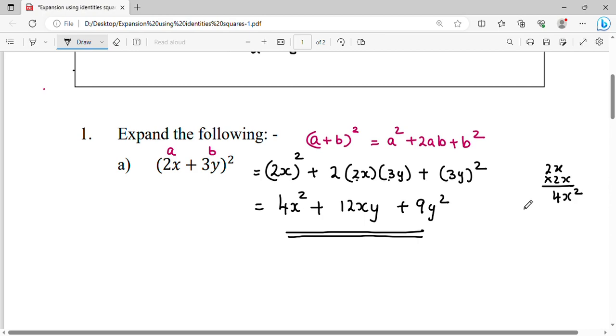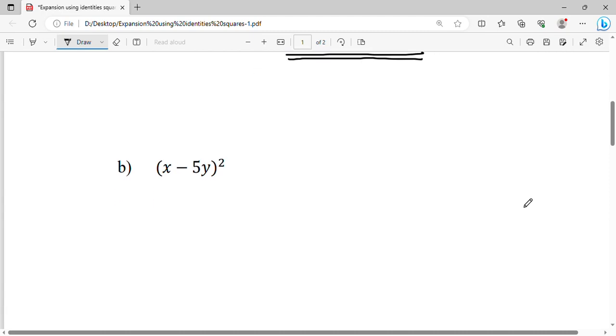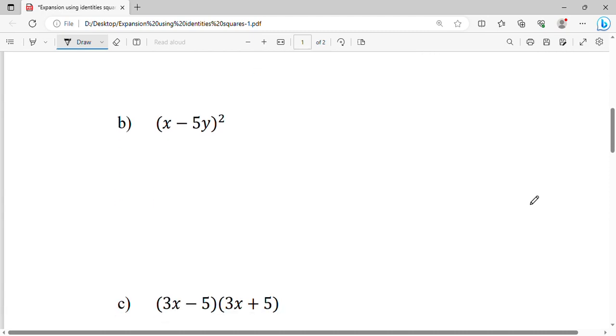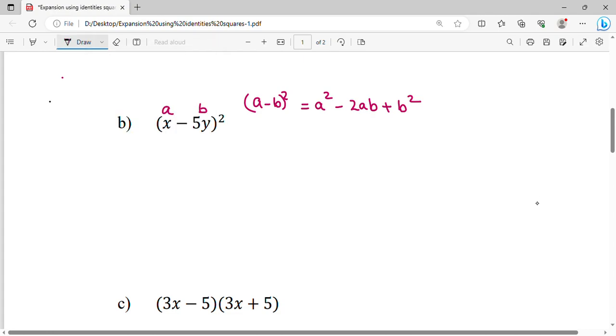Now let's look at another example. And this is x minus 5y the whole square. This can be modeled to this identity: a minus b the whole squared is equal to a squared minus 2ab plus b squared. So this would be a and this would be your b. So let's apply this and I would get a squared.